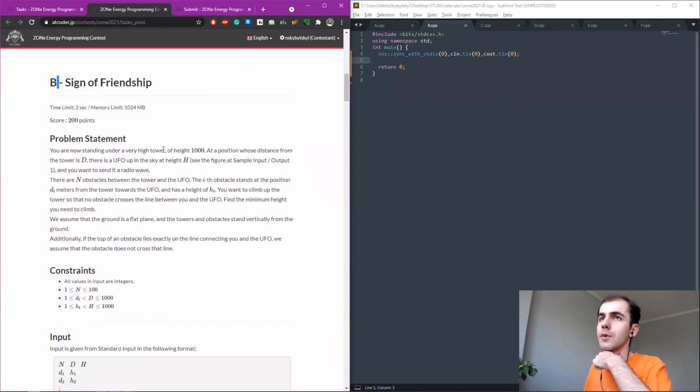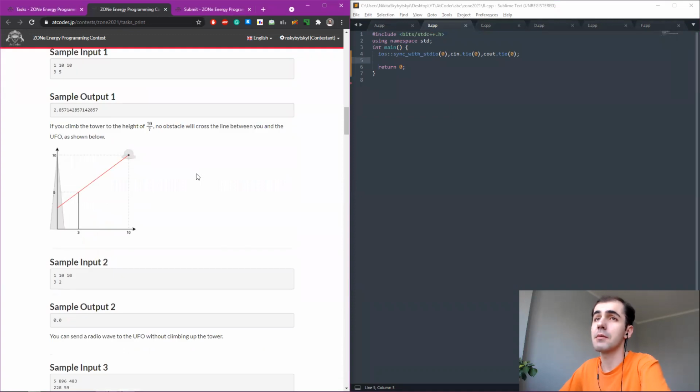We are standing under a very high tower of height 1000 meters currently, or the rest won't be high. At a position whose distance from the tower is d, there's an undefined, wait, it's actually something different. UFO is like unknown flying object, right? Unknown, undefined. Undefined behavior is C++, not flying objects. Whatever. So it's from distance d apart at height h. Oh, there is a sample. Okay, so there is a tower and UFO.